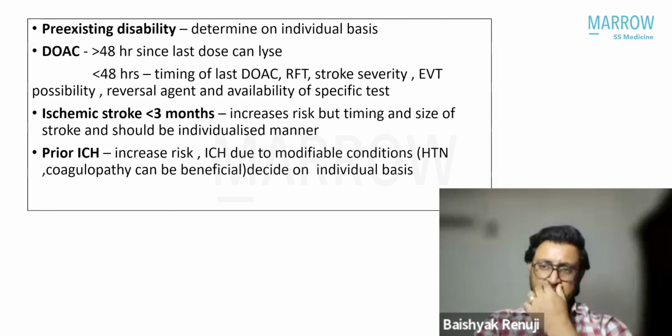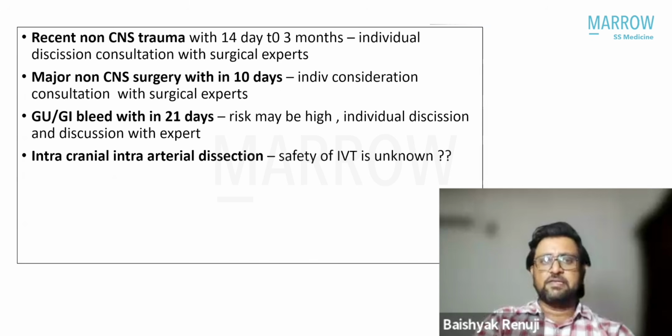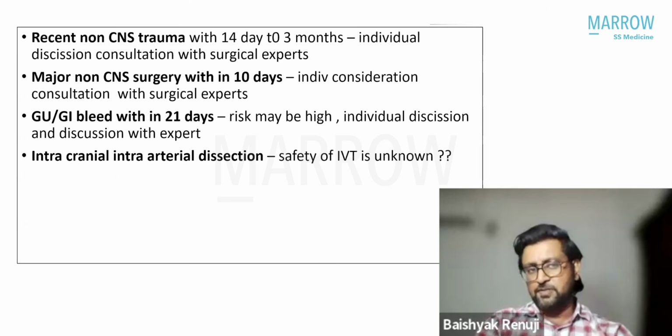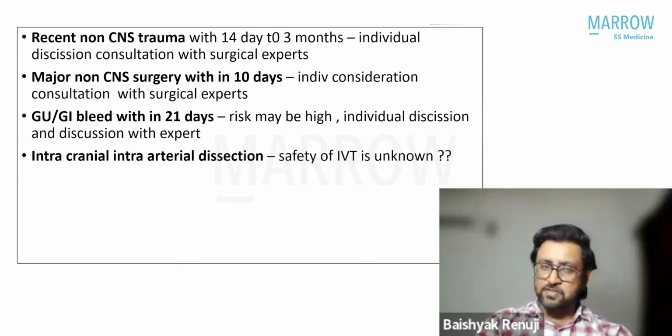So again, those with AVM bleeds, aneurysm bleeds, better neutralize. Recent non-CNS trauma, again, you have to discuss with the particular surgical experts, and no major CNS surgery, discuss with the neurosurgeon. GU and GI bleed, again, you have to take an individual decision.